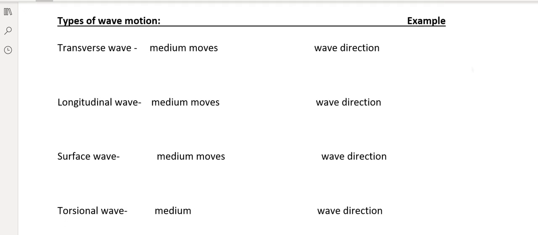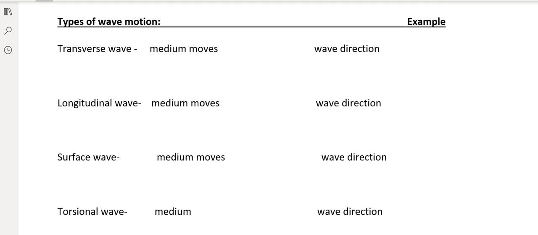But here are basically the notes you're going to want to have for these topics. We got four types of waves we're going to look at. We're going to look at the transverse wave, longitudinal wave, surface wave, and torsional wave. There are other types of waves, but these will cover most of the types of waves that you're going to want to know.